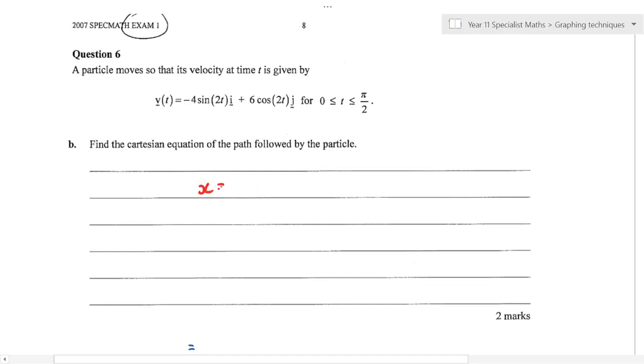Okay, the x is the i component, just like vectors, okay? Minus 4 sine of 2t. And the y is equal to 6 cos of 2t. Can everyone agree that both sine and cos do not have the same coefficient? So therefore, it's not going to be a circle. So what we're going to do is x over minus 4 is equal to sine of 2t, and y over 6 is equal to cos of 2t.